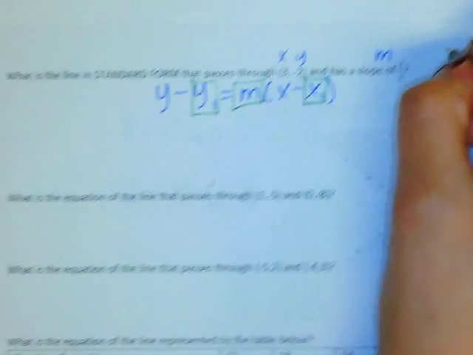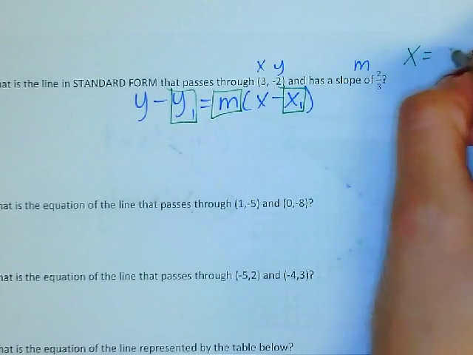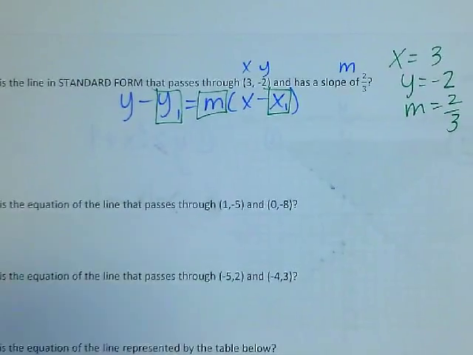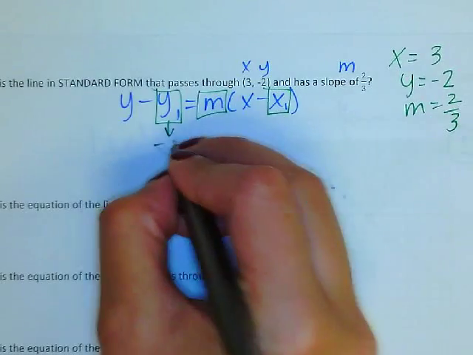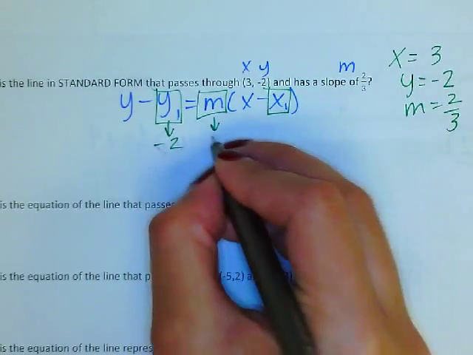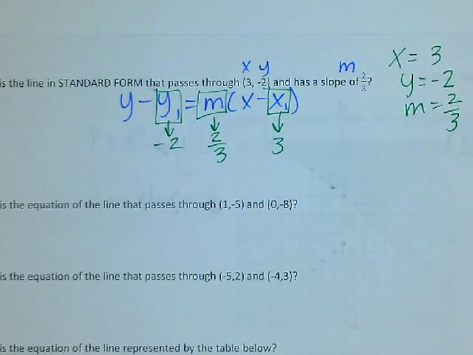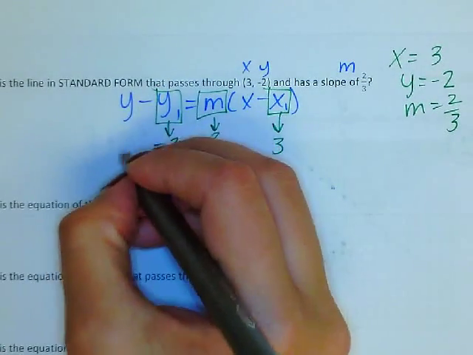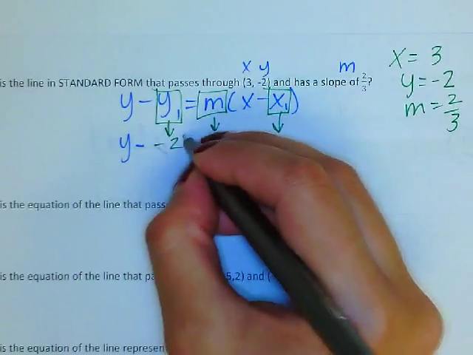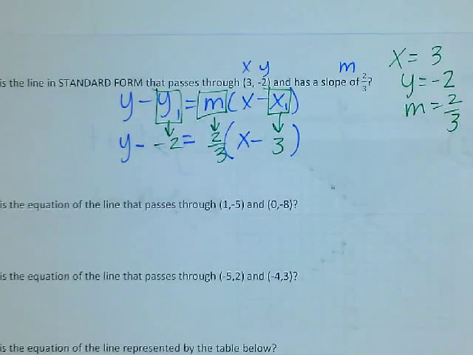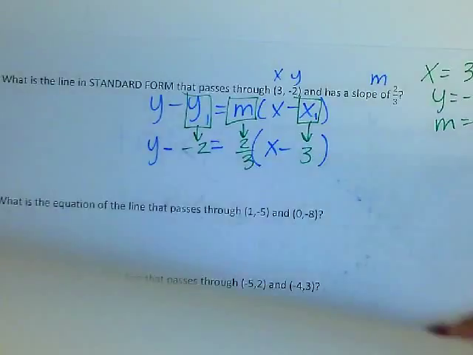So I have my x, which is 3, my y, which is -2, and my m is 2/3 from the problem. So instead of y, I'm going to write -2, instead of m, 2/3, and instead of x, 3. The rest I'll fill in with the formula, an equal sign. Again, I have to make it be standard form.